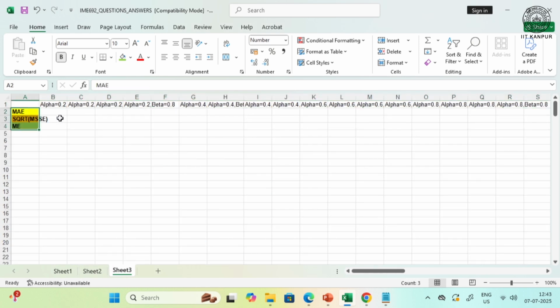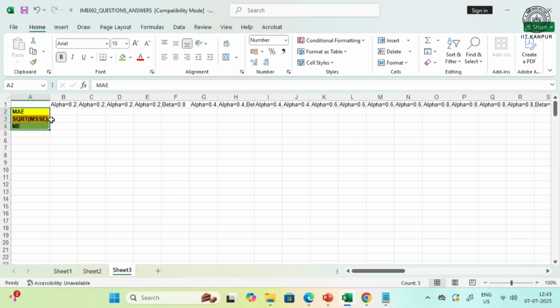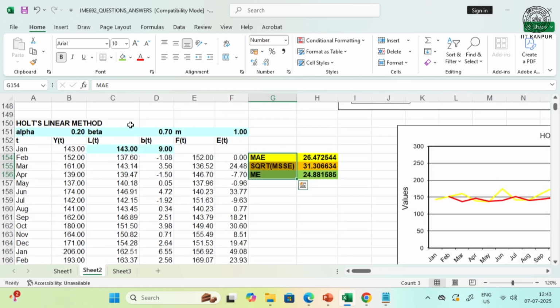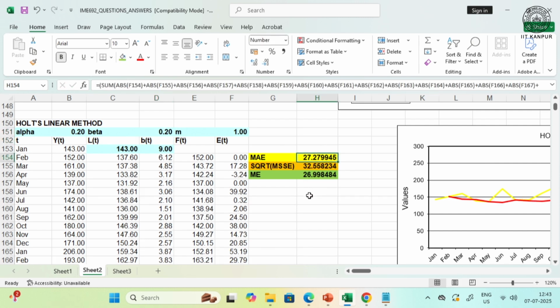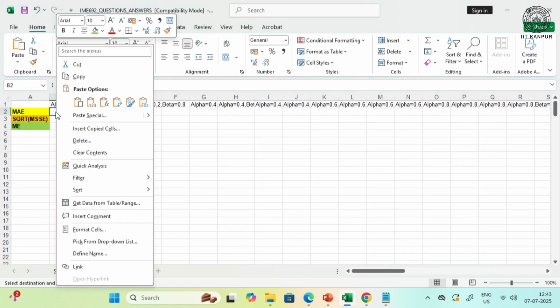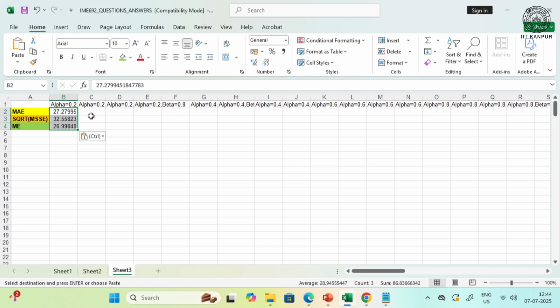I have them here. Now I'll keep making and copying these values. It is a slow method, but please bear with me. So I am going to use the combination of alpha 0.2 and change beta, 0.2, then 0.4, then 0.6, then 0.8. So let us do alpha 0.2, beta 0.2. Perfect. These are the values. I'll copy and paste the values, not the formulas.